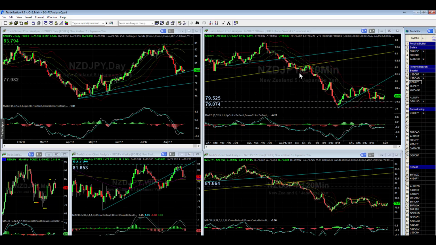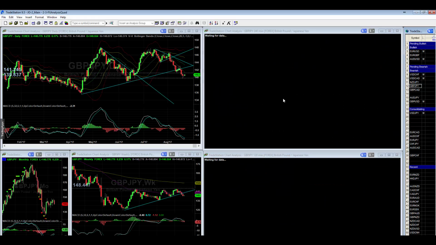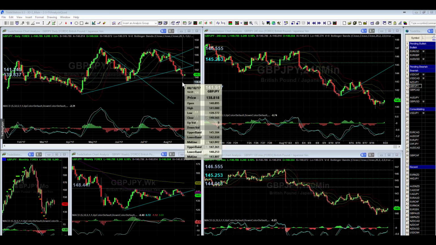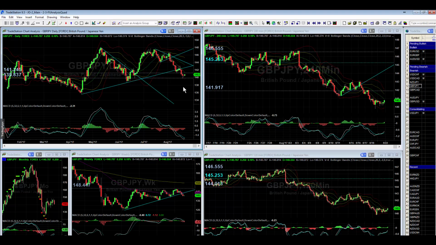With the Kiwi yen, you can see we're trying to break down through the 79.525 support. This one continues to walk along the support trend line. For the pound yen, this one actually has broken through this support. So that was the 0.837, and this one went as low as 0.777. So this one's ready to continue lower.